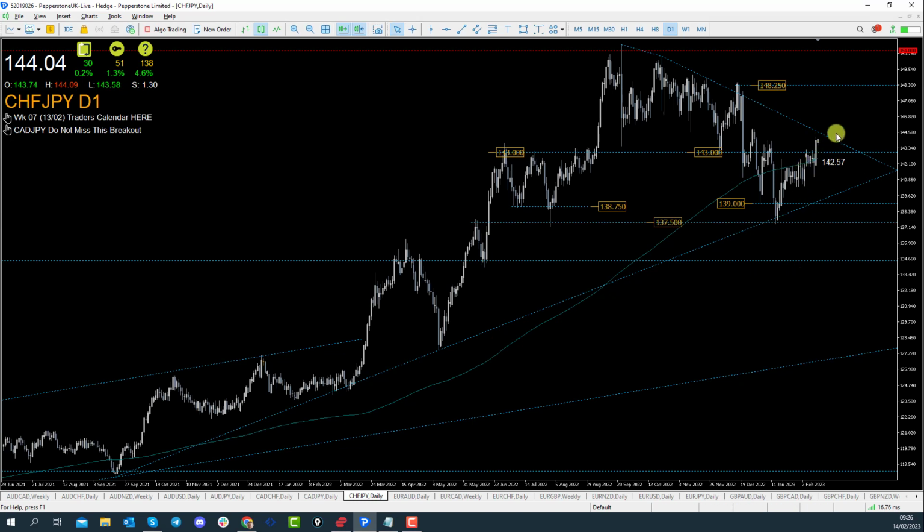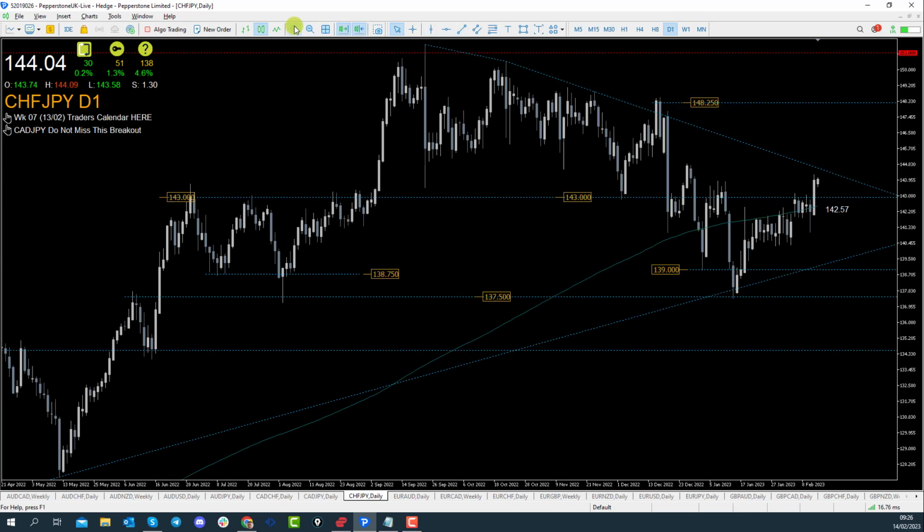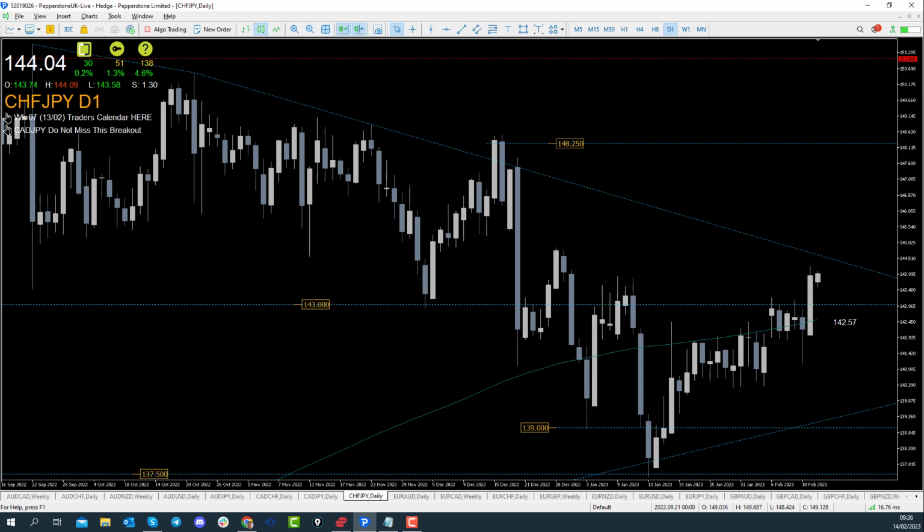So looking to see if this trend now will continue. We can see that price is also trading outside of the previous resistance level, which is the 143 handle. You can see price was finding resistance in and around there until yesterday, when that yen weakness helped drive Swiss yen higher. We're now trading above the 200 moving average as well, so we've got multiple confluences to suggest that we should be looking for longs.